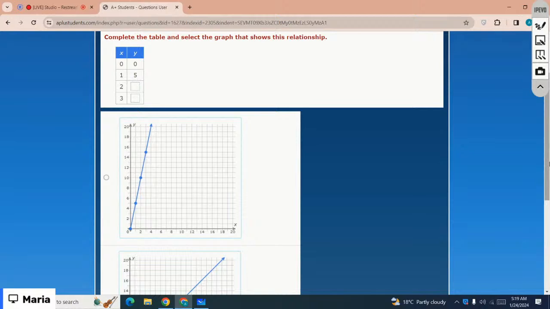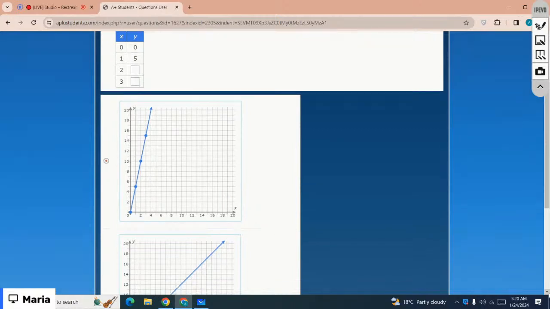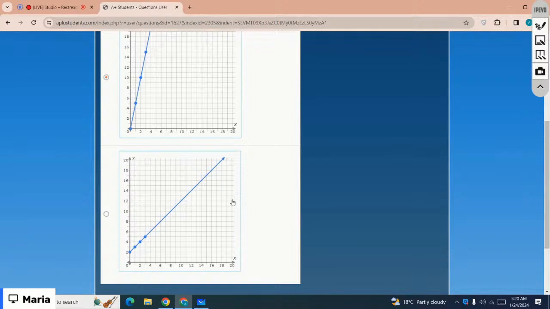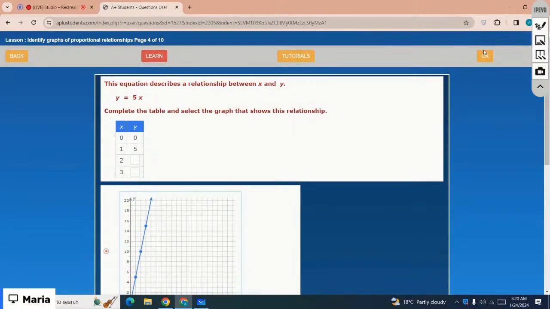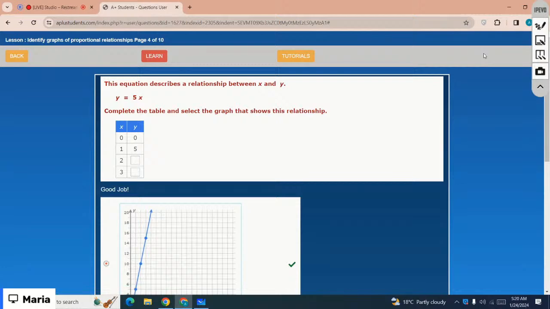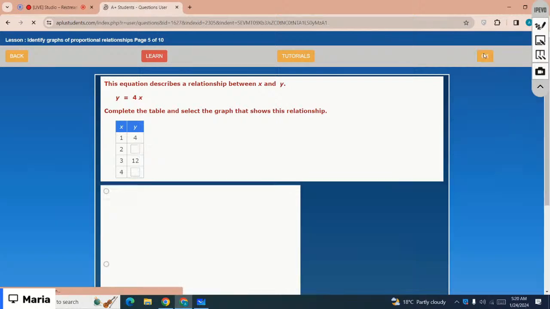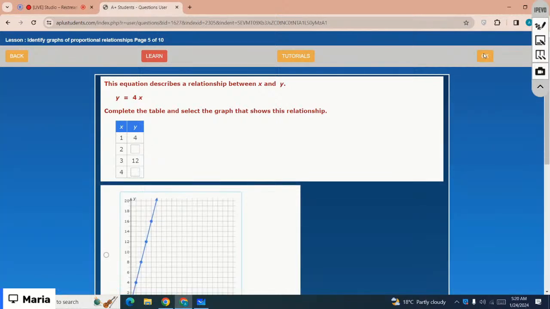Yes, the correct option is option number 1, right? Option 1 is correct, because you can see here you have 0, 0. The graph must start from the origin and the second one is not starting from the origin. That is a big difference. So option number 1 is the correct option.